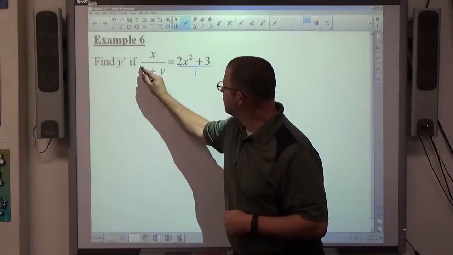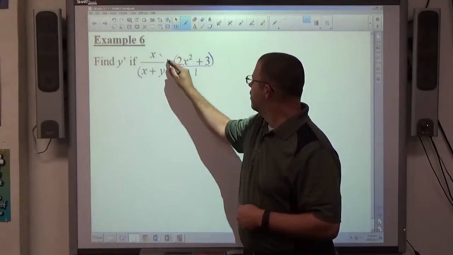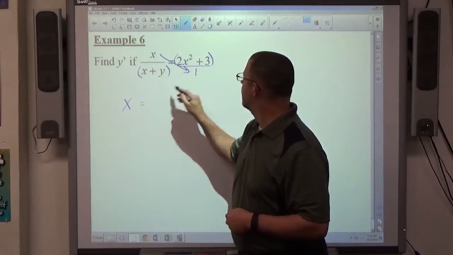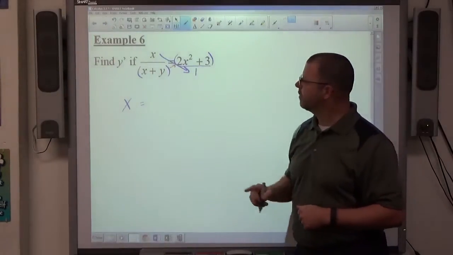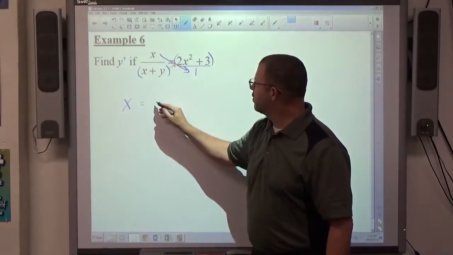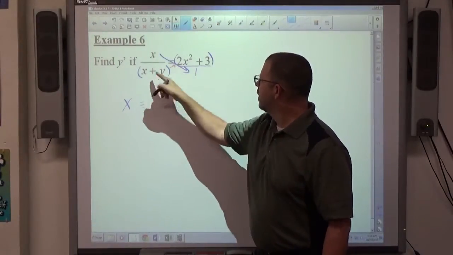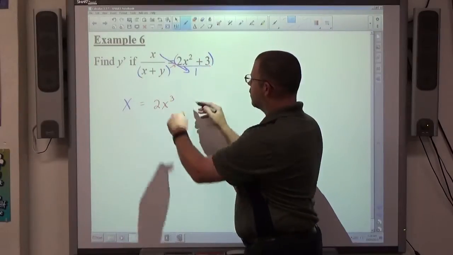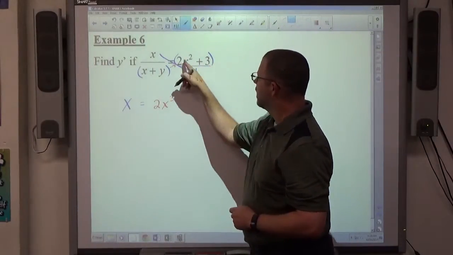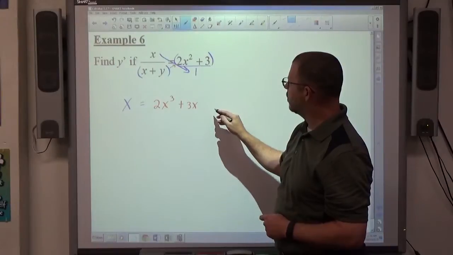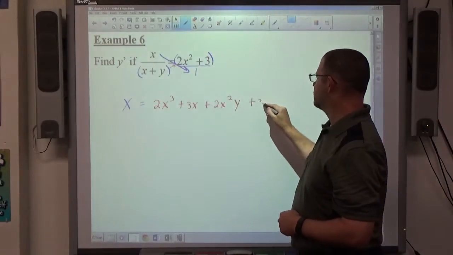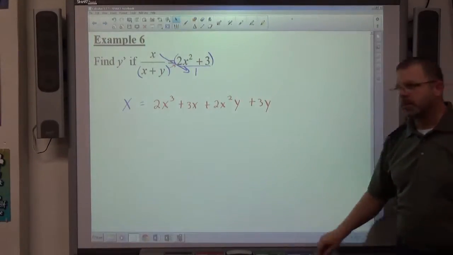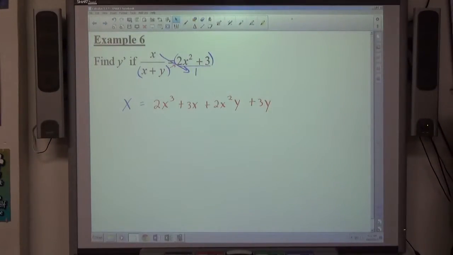If I cross multiply, this product, x times 1, equals this product. Now notice it's binomial times binomial, so we have to FOIL it. 2x squared times x makes 2x cubed. That's first times first. Outside times outside, x times 3 makes plus 3x. Inside times inside makes plus 2x squared y. And last times last makes plus 3y. The equation I have written there is equivalent to the original problem.